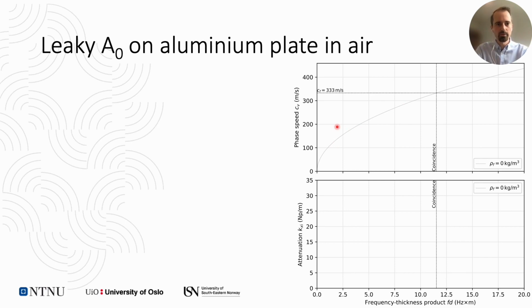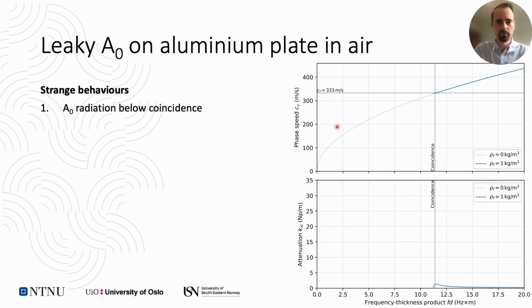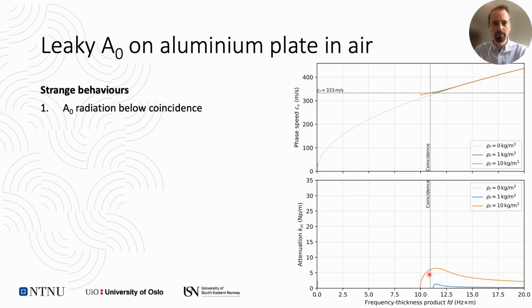So immersing this plate into air, we see first of all that the A0 mode stops roughly at coincidence. But one strange thing is that it goes actually slightly below coincidence. You can see that there is some radiation going on even below the point of coincidence. So that's the first strange behavior that we'll be looking at in this talk. Then if we artificially increase the density of air further, we can see that this effect becomes stronger. There is radiation even further below coincidence.